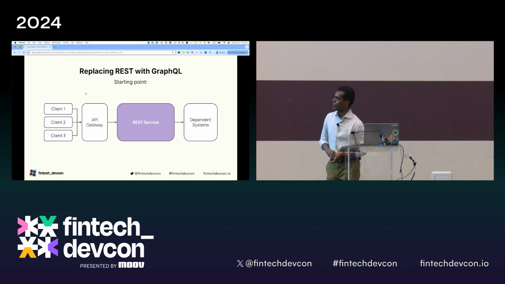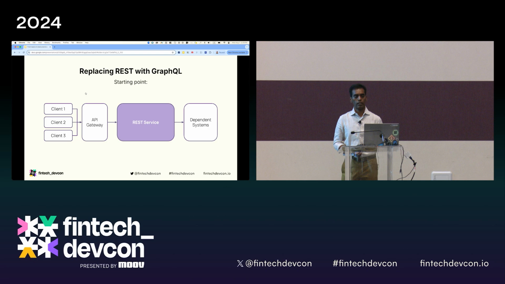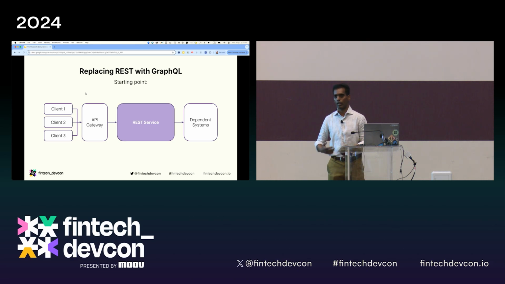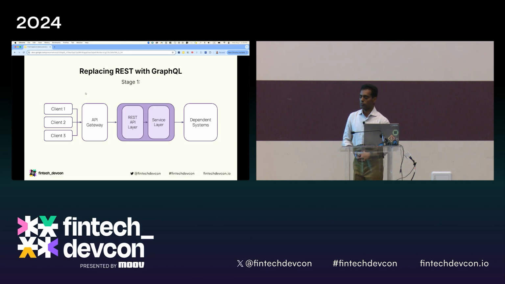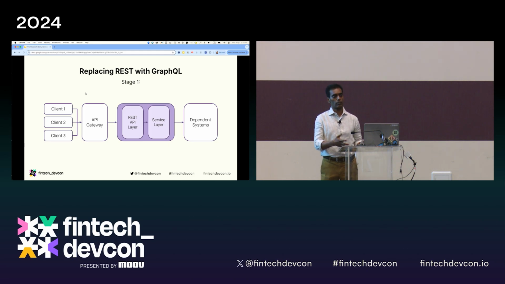Let's talk through an example of replacing a REST API in your ecosystem with GraphQL. This could be your starting point, what you have right now if you're using REST APIs, where your clients access an API gateway and go through the REST service. The REST service could have dependent services inside your organization, like a database or another service. The first thing you would want to do is separate the API layer from your service layer. Move the business logic from your API service into a service layer. You want to keep your API layers as thin as possible.